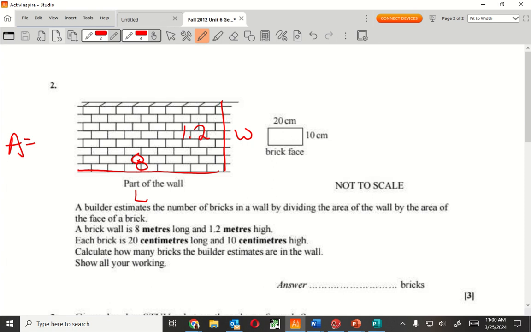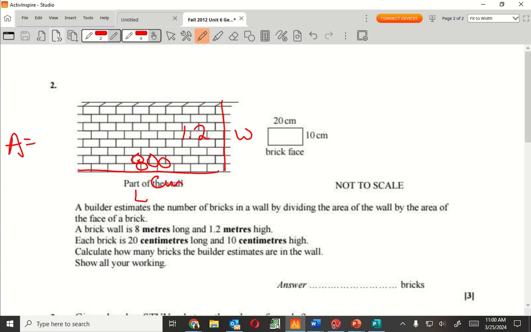Now, the word centa refers to 100. So, a centimeter is 100th of a meter. So, that means that 8 meters, I would multiply that times 100. So this right here is going to be 800 centimeters. Remember, there's 100 centimeters in a meter.